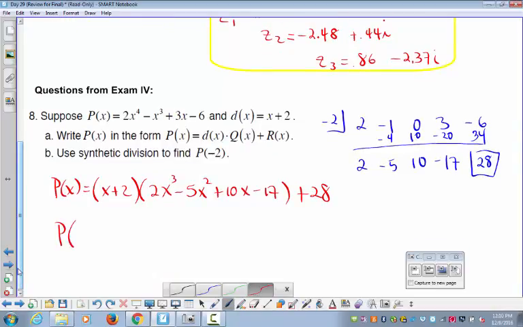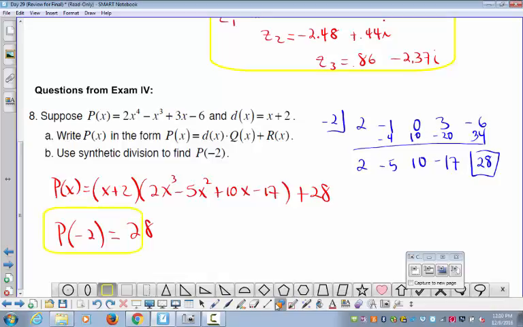And then what is p of -2? 28. So on the test, if it says what is p of negative 2, don't just do this and put a box around it with no indication. Make sure it's clear to me that p of negative 2 is 28. I don't want you to lose silly points.